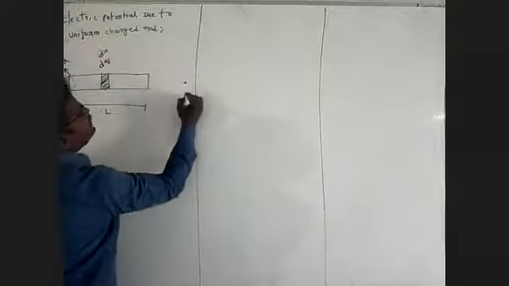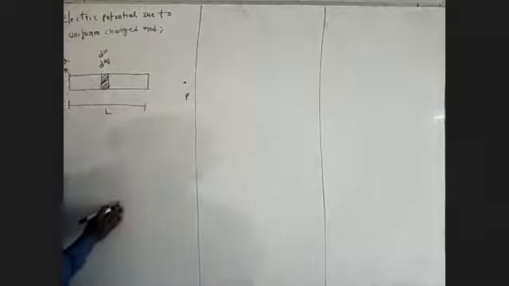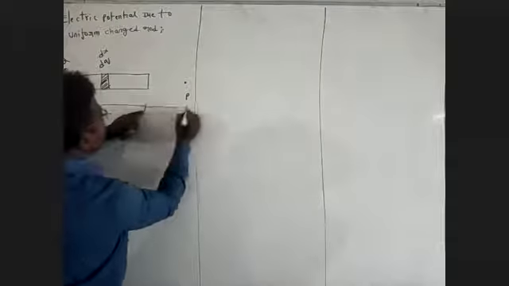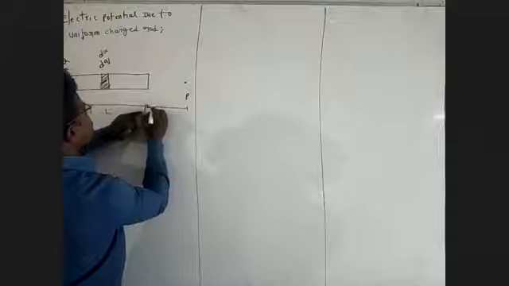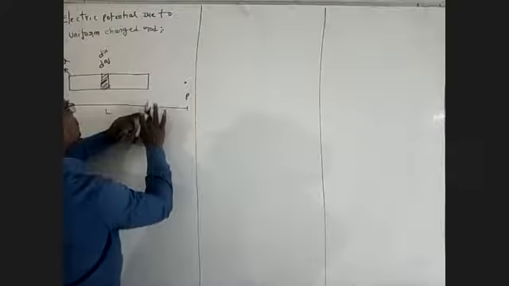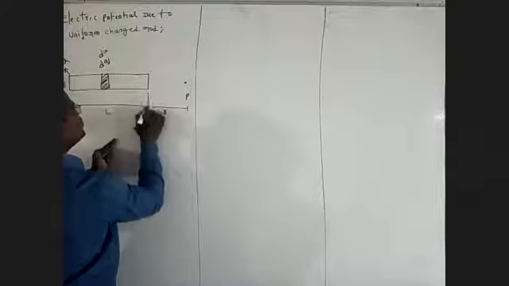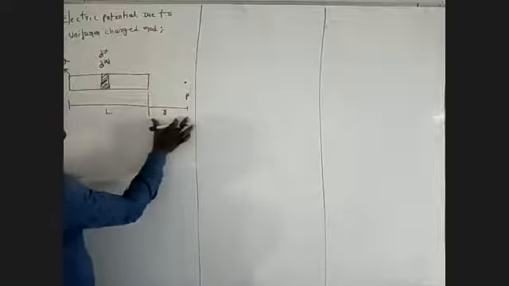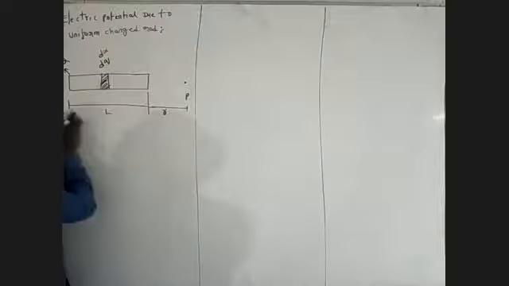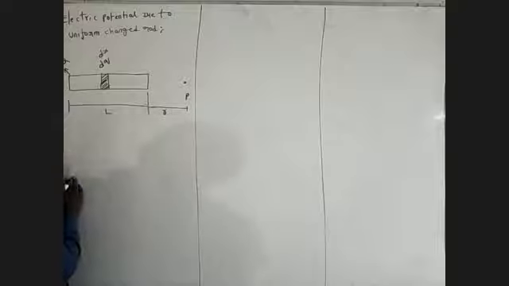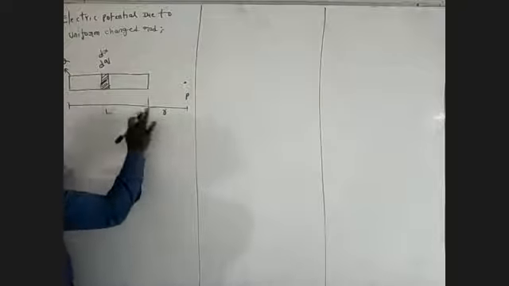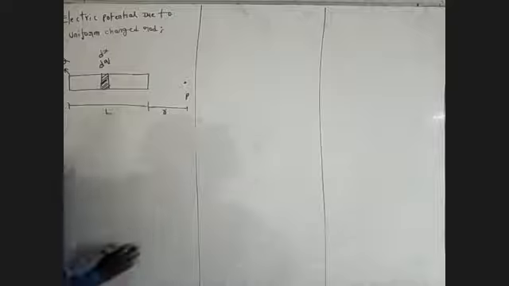This is point P. The distance from here to here, I'm taking as R. This is the length L of the rod. So the distance from the end of the rod to point P is R.